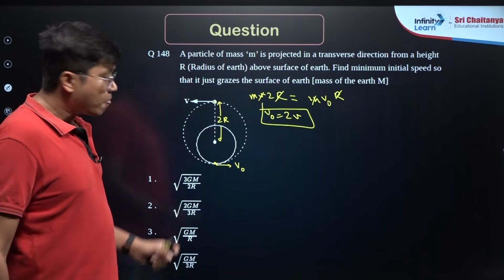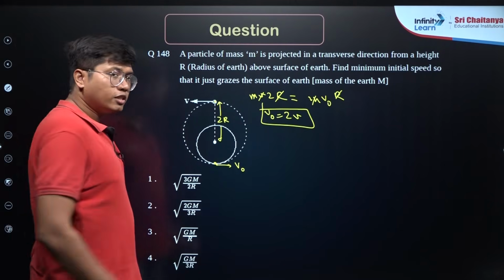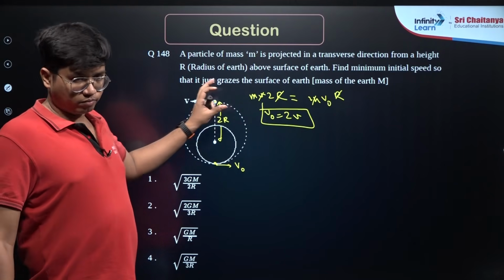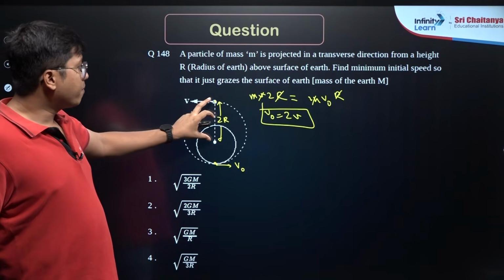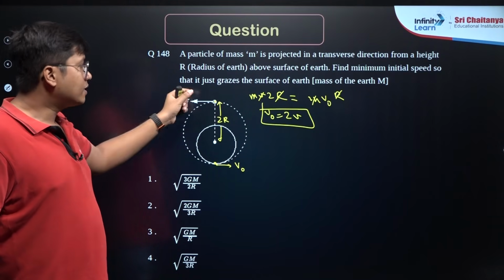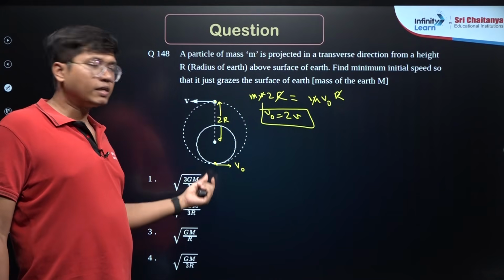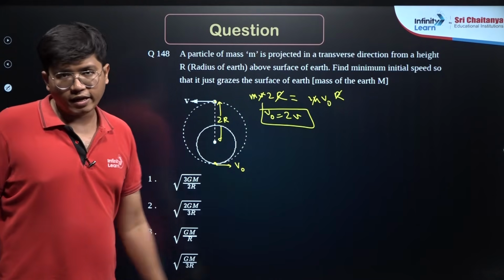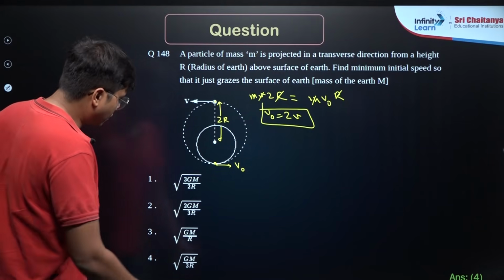We got the speed. Once you have the speed, now just conserve energy. Here the potential energy is minus GMm by 2r, here it is minus GMm by r. So minus GMm by 2r plus half mv square is equal to minus GMm by r plus half m v0 square. Equate over there, put v0 as 2v, solve for v, and you will arrive at the answer, option 4.